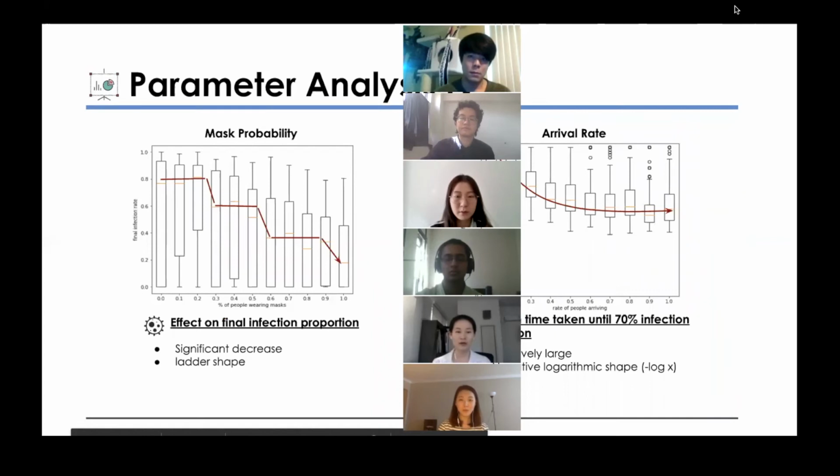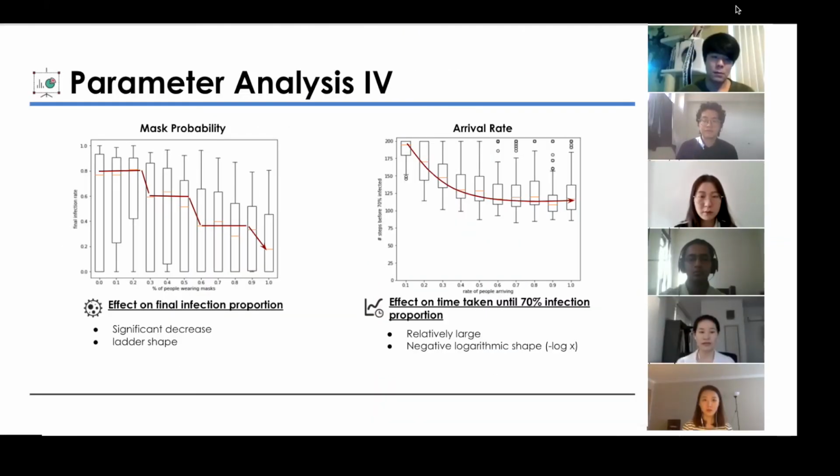And we choose 4 graphs to do further analysis. The first graph is how max probability affects the final infection ratio. As you can see here, there's a ladder-shaped decrease in the final infection proportion as the max probability increases.